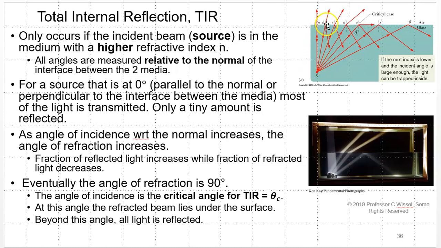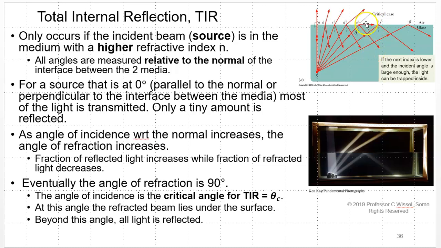Now some of the light gets reflected back. Angle of incidence equals angle of reflection. And some of it gets refracted out. And since the top medium is faster than the bottom one, it'll start bending away from the normal. As this angle increases, this refracted ray bends further and further away from the normal, and the reflected ray also bends further and further away from the normal.